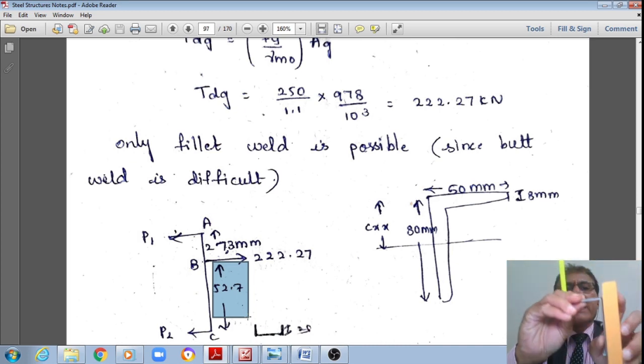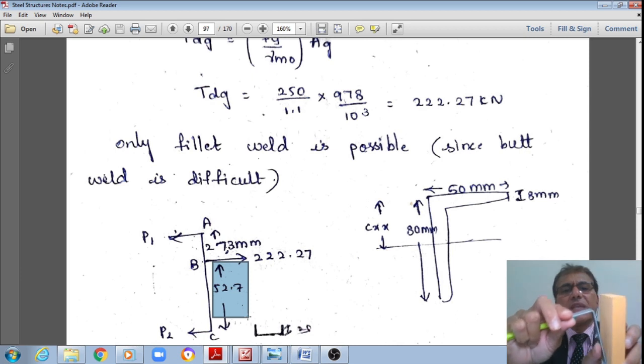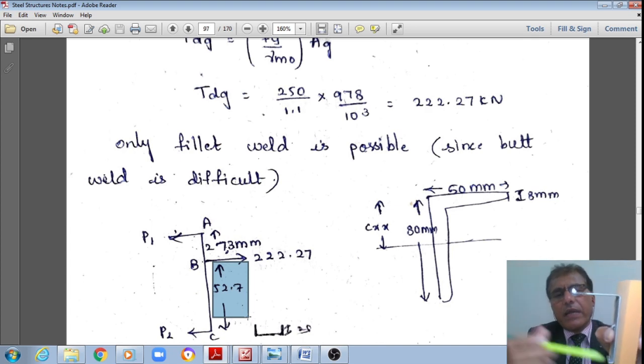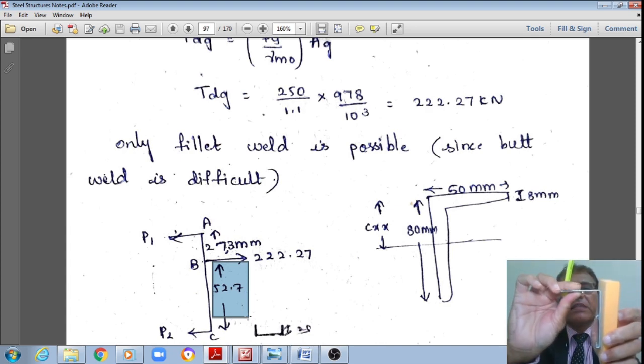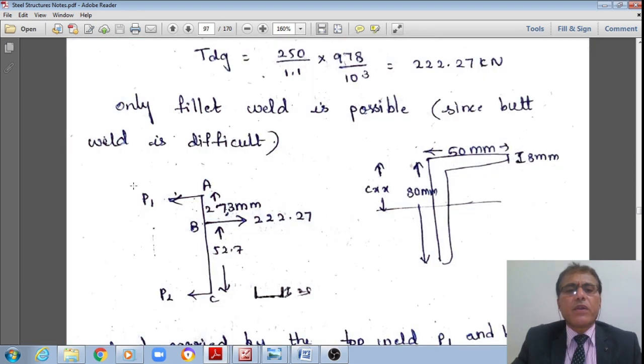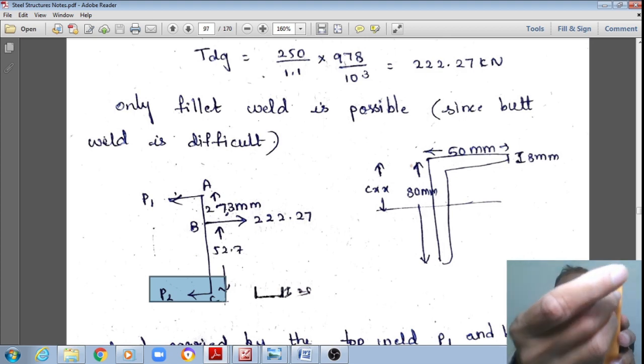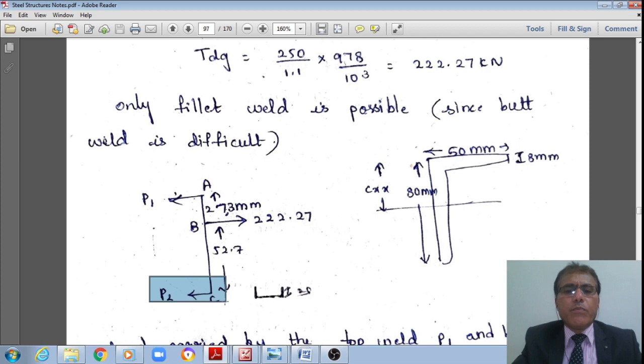Now I'll get how much shear force needs to be taken, or what the reaction is at the top as well as at the bottom, assuming it to be a simply supported beam like this. Now I'm calculating how much reaction will go at the top as well as at the bottom. Let those reactions at the top and bottom be P1 and P2 respectively, the shear forces carried by the weld at the top as well as at the bottom.